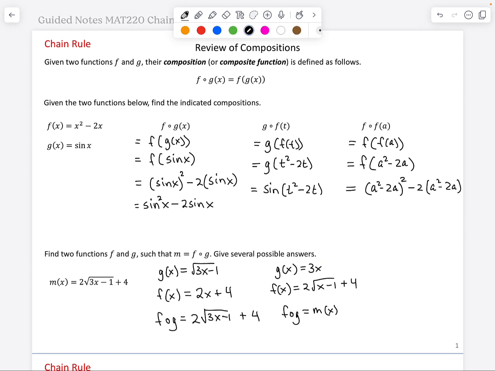And here's a third way. Let g of x be everything inside the radical, not including the radical. G of x will just be 3x minus 1, no radical on it.